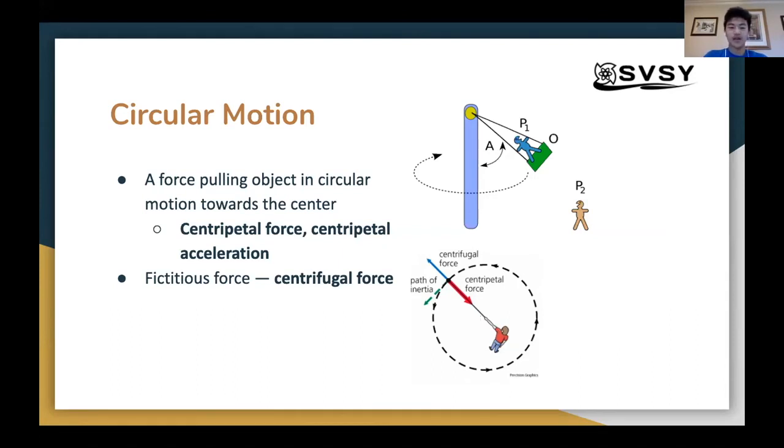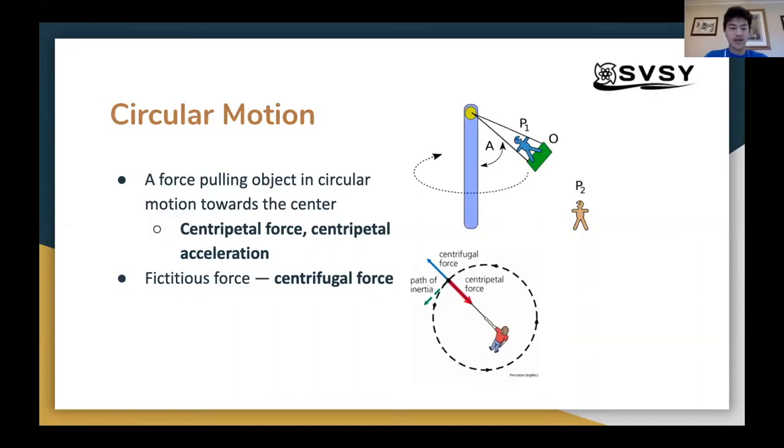However, centripetal force isn't an entirely new force. It's just a term to describe the force that is pulling the object towards the center. So tension could be an example of it. Some other examples of centripetal forces could be gravity, normal forces, or pretty much any kind of force.